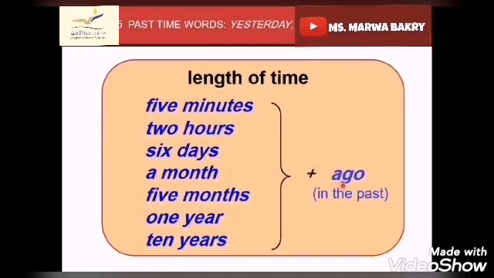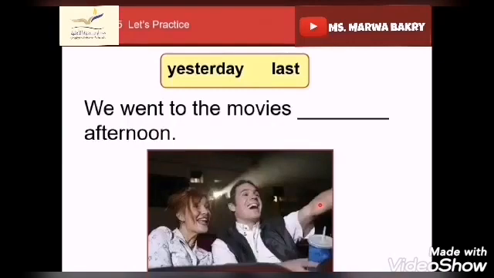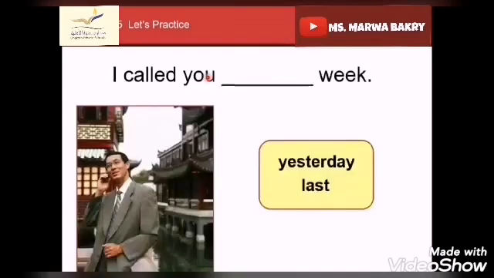With ago, we use a length of time before it, like 5 minutes, 2 hours, 6 days, 5 months ago, 1 year ago. Look at this question. We went to the movies, space, afternoon. We say before that with afternoon we use yesterday or last. Excellent, we use yesterday. We went to the movies yesterday afternoon.